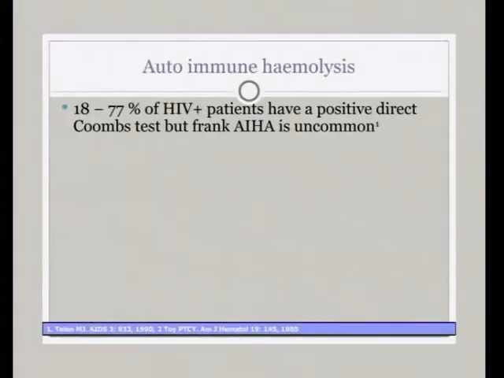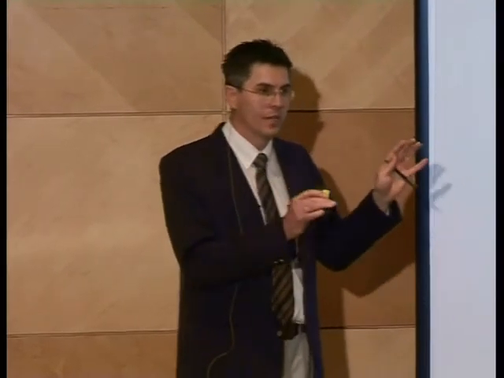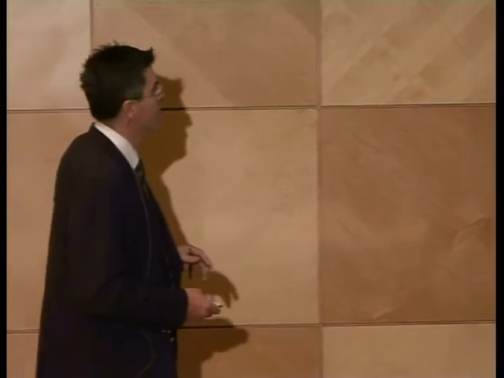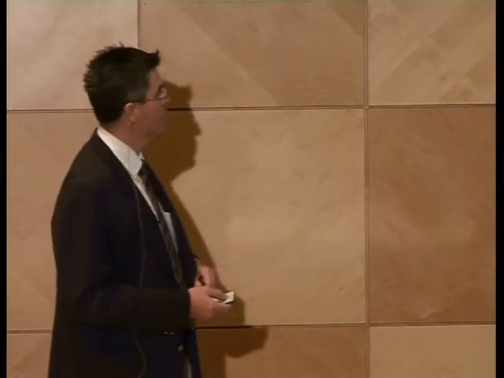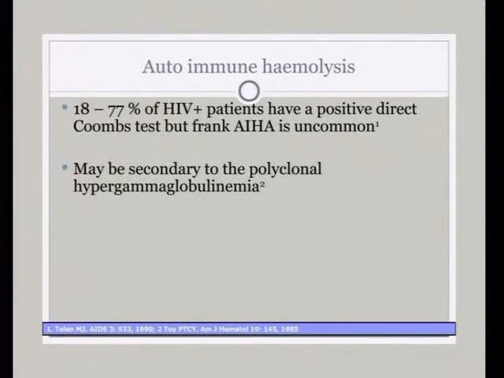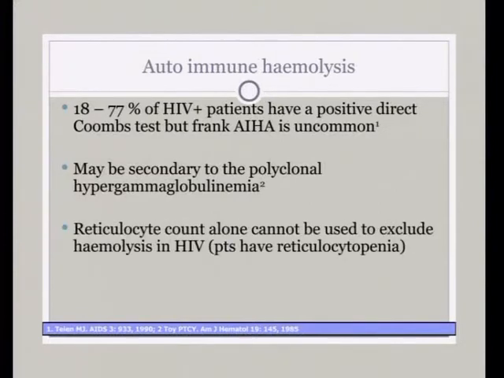I have one slide on autoimmune hemolysis, maybe 2. There's 18 to 77% of people with HIV that have a positive direct Coombs test without frank autoimmune hemolytic anemia, and this is common. So lots of laboratory tests are showing abnormal results without that translating into clinically significant variability. I think you just need to be aware of that. And this may be a function of the polyclonal gammopathy with the increased immunoglobulins.